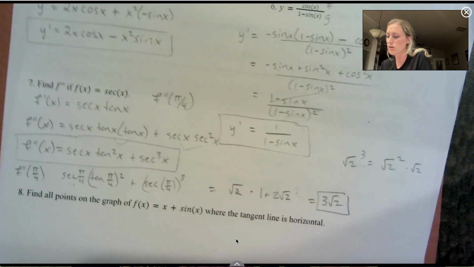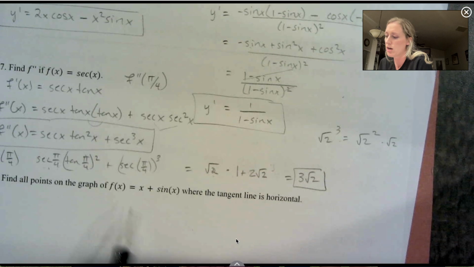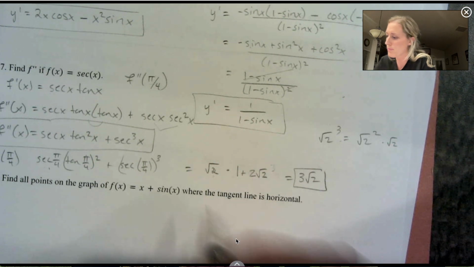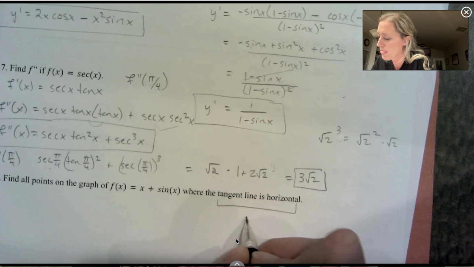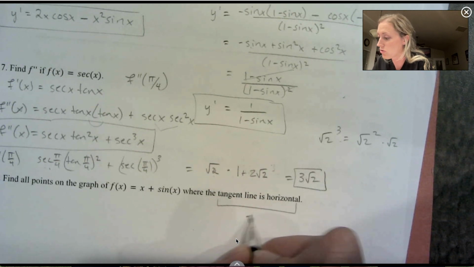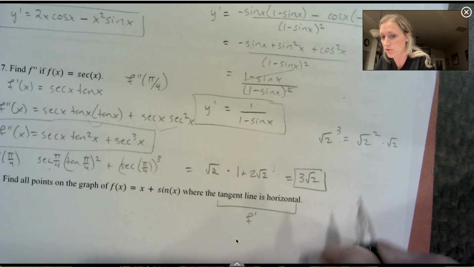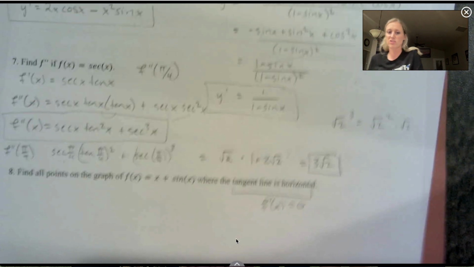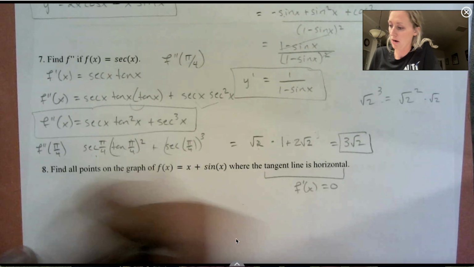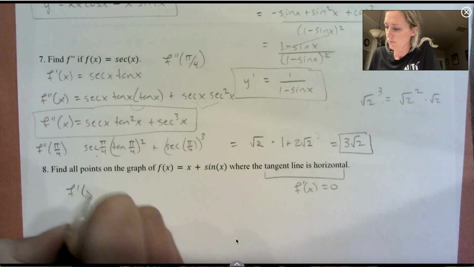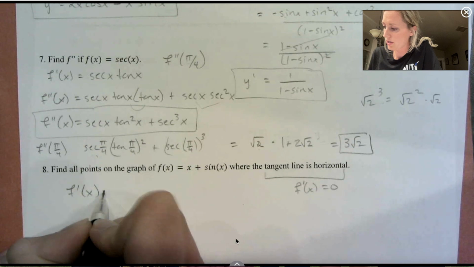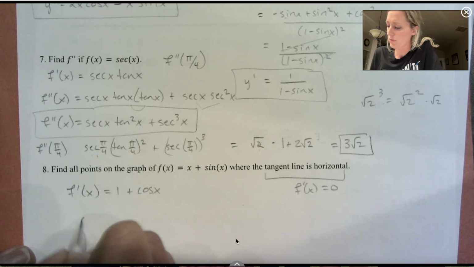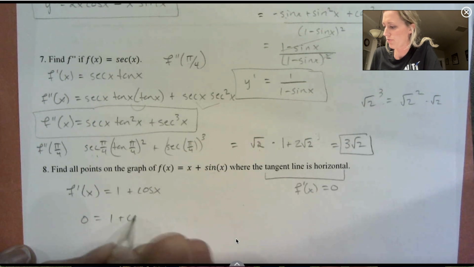Find all points on the graph of f of x equals x plus sin x where the tangent line is horizontal. So remember, the tangent line is horizontal when my slope of the tangent line is 0. So remember, the slope of the tangent line is the first derivative. So we want to find where is f prime of x equal to 0. So let's find f prime first. Okay, which is going to be 1 plus cosine of x. So we're going to set that equal to 0 and solve.